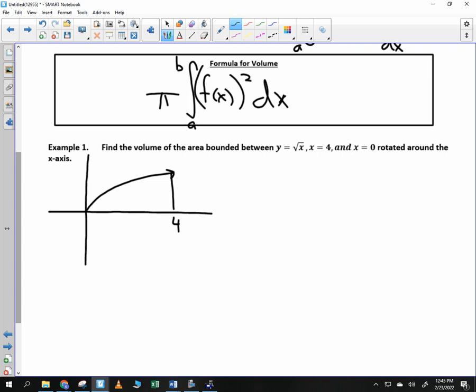So I'm going to take that thing and I'm going to rotate it around the x-axis. I'll put a couple slices in here so hopefully we can see it. If I were to slice it like that and rotate it around, I'll do the end here. I'll rotate that around.